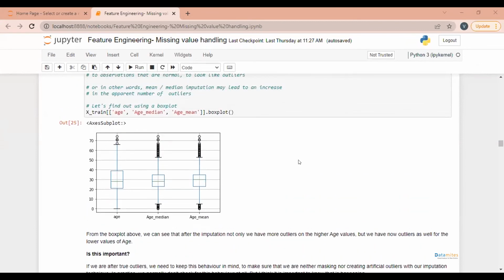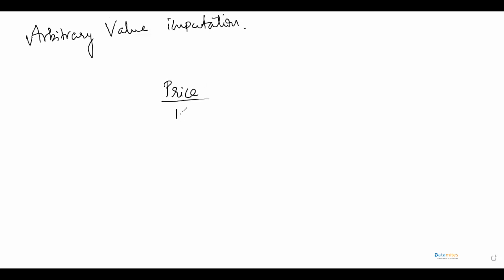So the next technique that we'll discuss is arbitrary value imputation. This is again for numerical data sets. Let's again take the same data set example with price. We have some values, let's say 50, 40, then some missing values, and 60, 120.